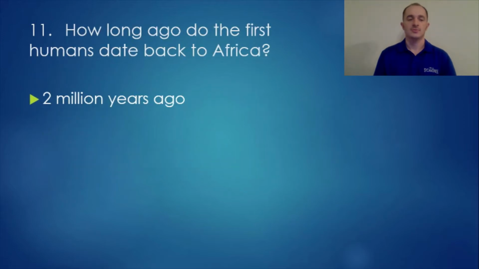Okay, number 11, we are now in section 2, which is history. So how long ago do the first humans date back to Africa? That would be 2 million years ago. So scientists and anthropologists have found human remains in fossils, and through carbon dating, we can see just how old these are. And so the oldest fossils that we have found of human remains are dating back to 2 million years ago in modern-day Ethiopia.